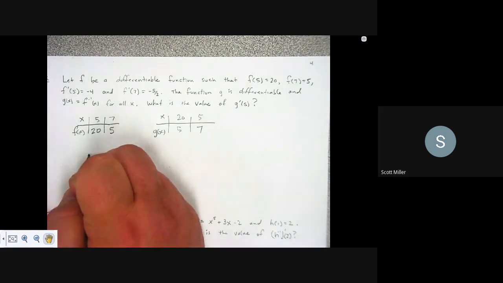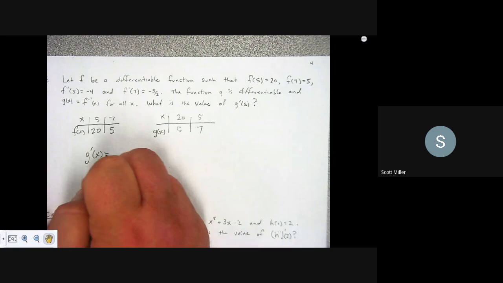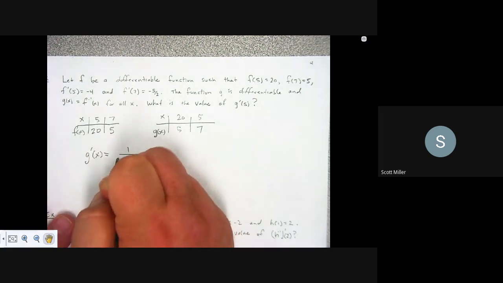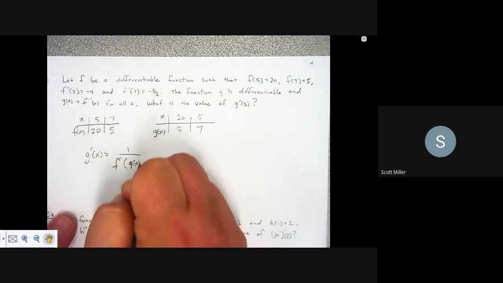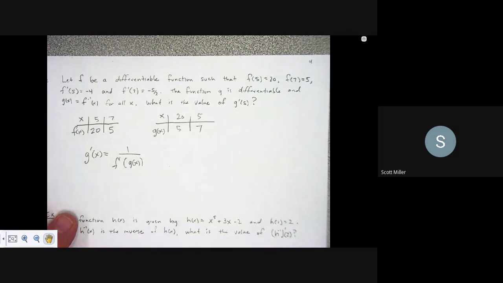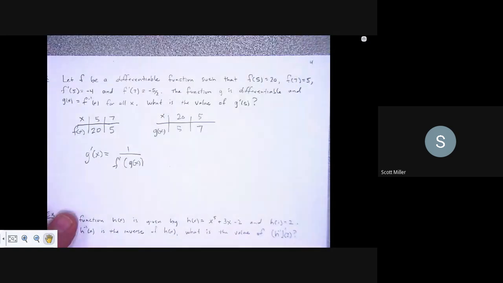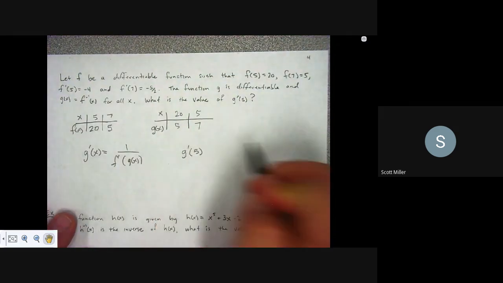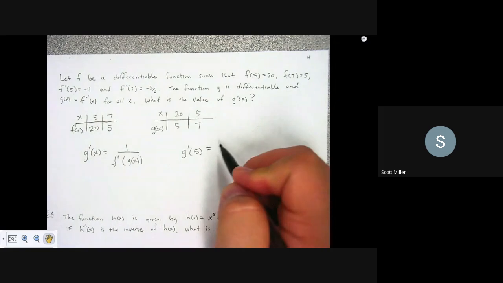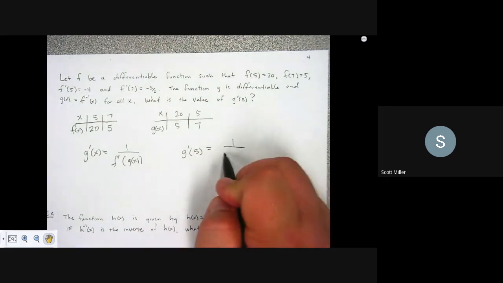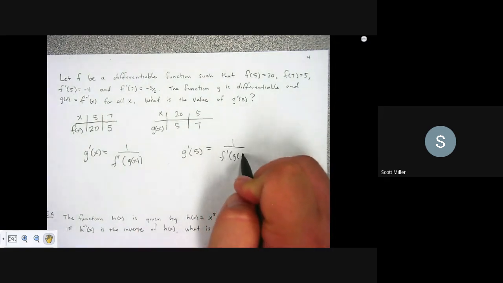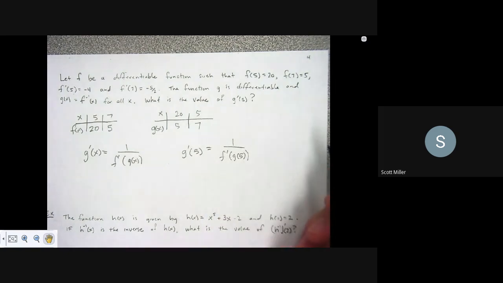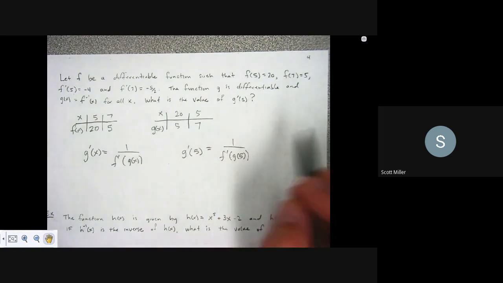By formula, g prime of x equals 1 over f prime of g of x. That's the formula right there. Then it's just a matter of plugging in. So what is g prime at 5? You're just going to plug 5 in here. It's 1 over f prime of g of 5. Okay? Which means it's what?